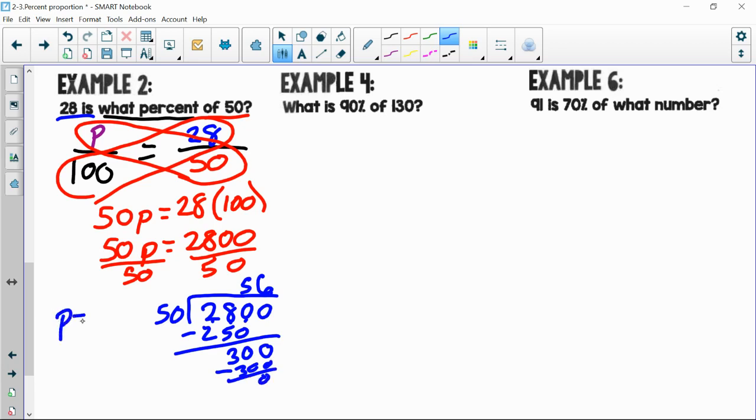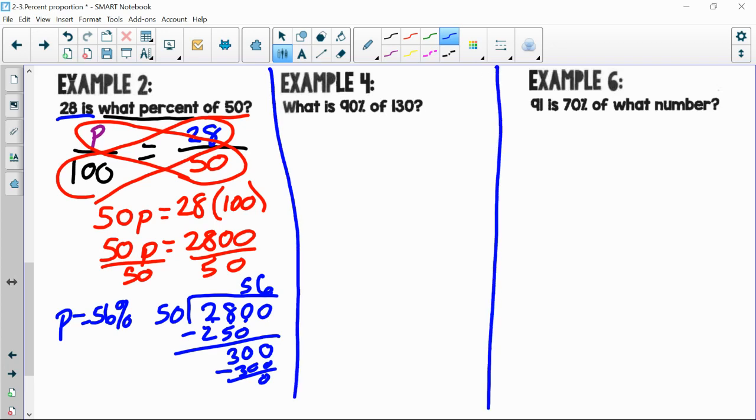So P equals 56. And then remember to put your percent sign when you're talking about a percent. Okay? All righty. So here we have another one. And then we will get to those after we do our first example.